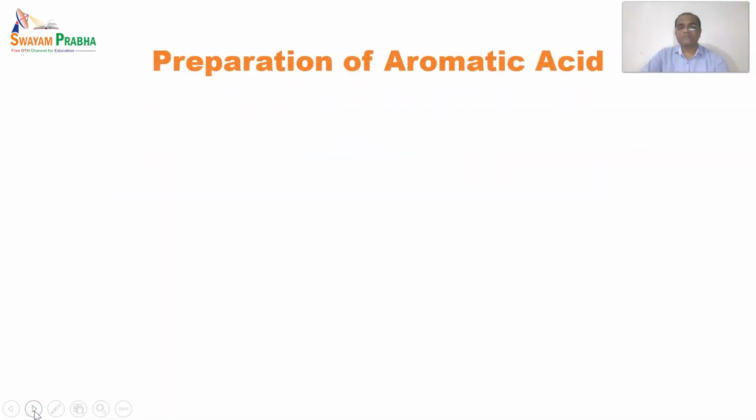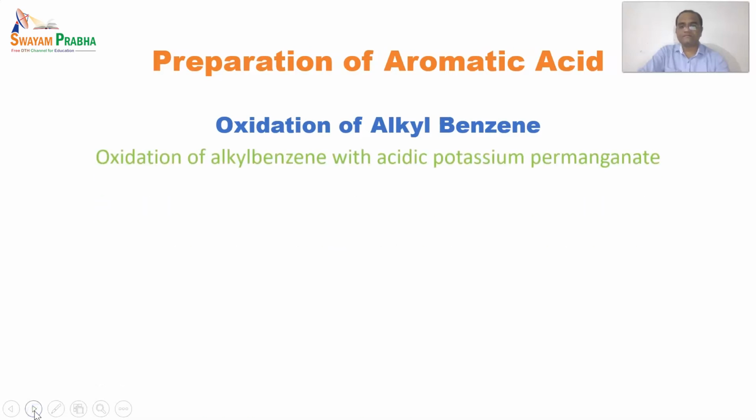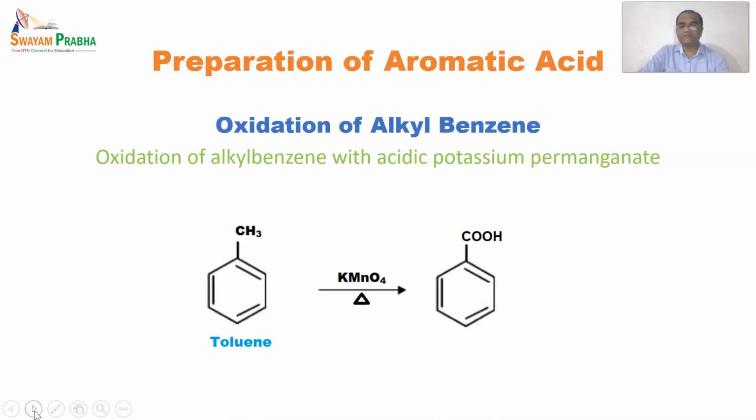Now we'll come to the preparation of aromatic acids. Here we will be discussing 5 methods of preparation of aromatic acids. The first method is oxidation of an alkylbenzene. Oxidation of an alkylbenzene with acidic potassium permanganate gives benzoic acid. One simple reaction is that just by heating toluene with KMnO4, it forms benzoic acid.